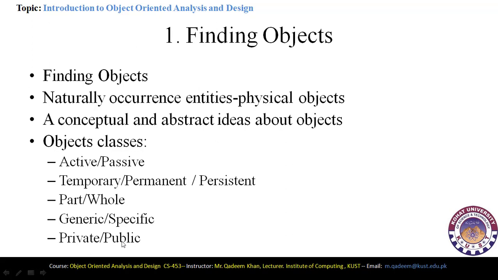The object may be private or public. Private here means that the objects cannot be accessed outside of the class, while public means that objects can be accessed everywhere in the problem, while private means that objects can be accessed only in the particular class.